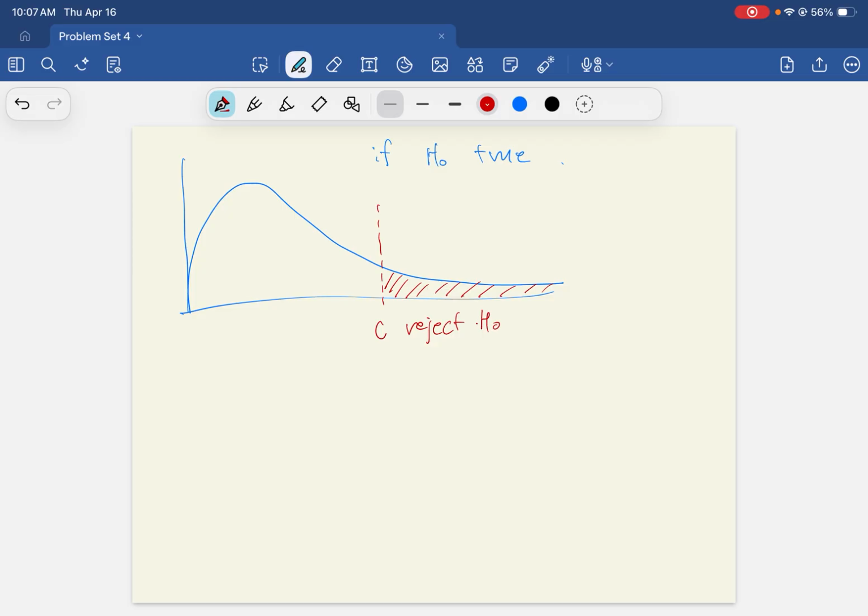Reject H0 if it's beyond C, and the probability must be alpha, right? So you have to find C such that the probability of chi-square 1 greater than C should be alpha. So that is, in other words, C is the 1 minus alpha quantile of chi-square distribution. That's how we implement the chi-square test. And as I said, this chi-square test is applicable to multiple dimensions too.